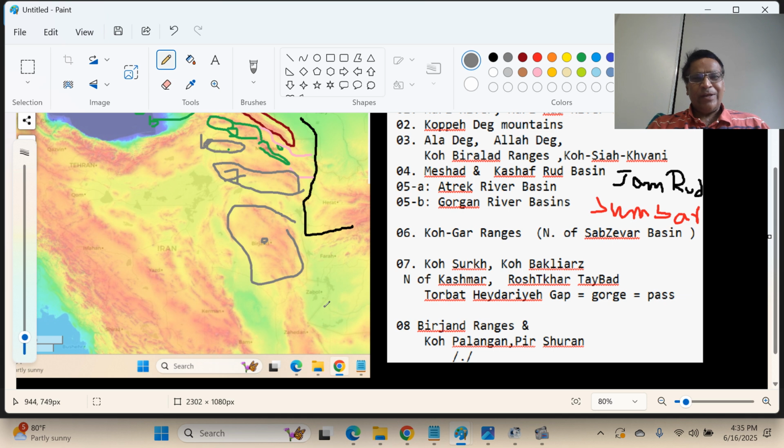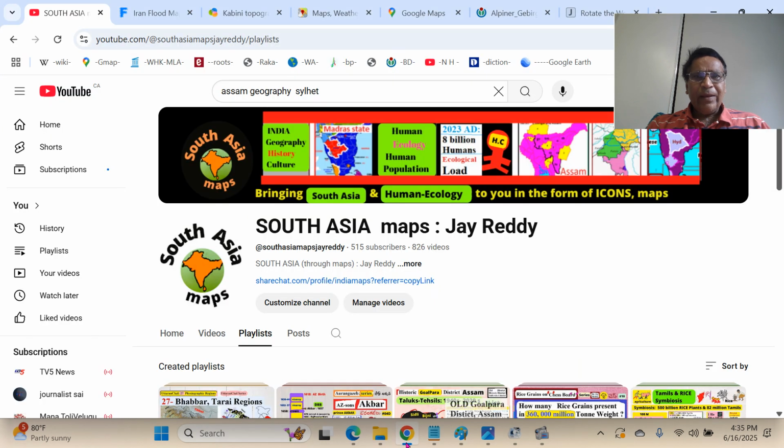So the Balochistan region was predominantly in British India at that time, and part of Persia, Iran, and also a small part in Afghanistan. In the Pakistan part today, that is close to the border, and in the Iranian part, the city is called Zahedan. North of Zahedan, the mountains are called the Palangan mountains, and there are also the Pir Shuran mountains here. So we identified them, and we can go and look at them in the map here.